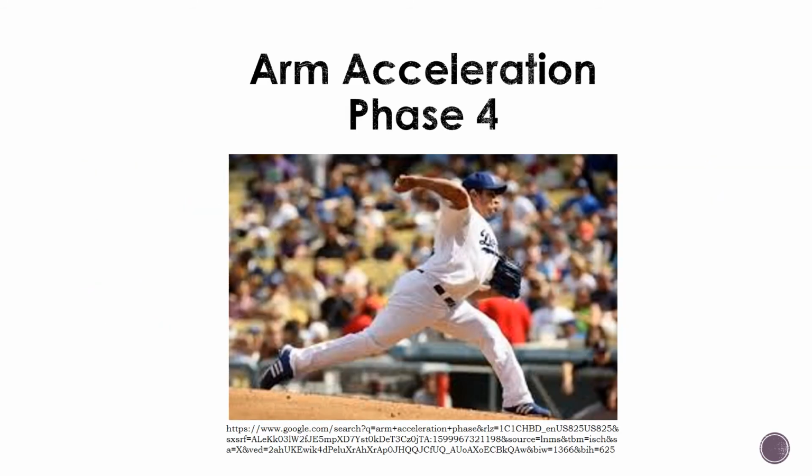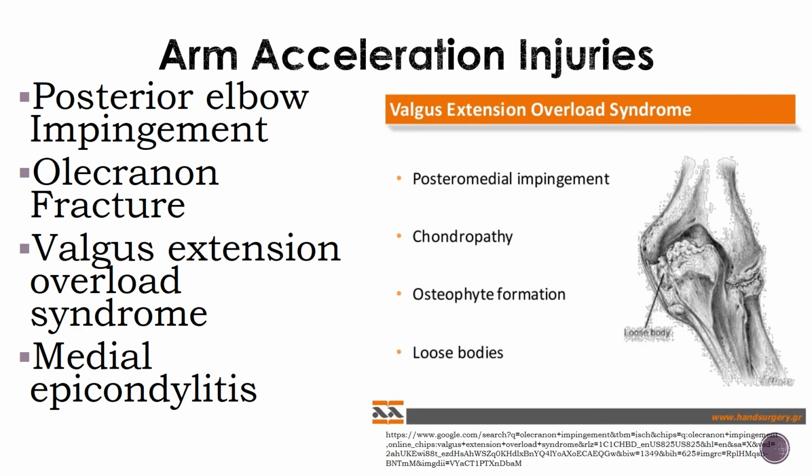Arm acceleration phase is the fourth phase of the throwing mechanism. The arm acceleration injuries include posterior elbow impingement, olecranon fracture, valgus extension overload syndrome, and medial epicondylitis. The picture on the right shows what valgus extension overload syndrome is. It's posterior-medial impingement, chondropathy, osteophyte formation, and loose bodies of the medial side of the elbow.